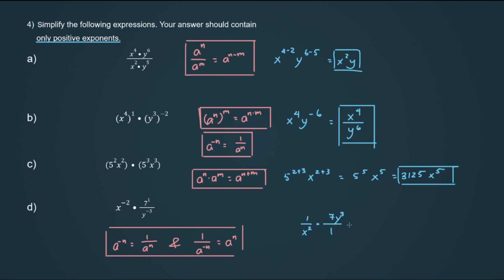And now to multiply two fractions together, we just multiply the top, multiply the bottom. So we're just going to add two little multiplication signs here and kind of connect this little fraction, okay? And 1 times 7y cubed is just 7y cubed. And at the bottom, we've got x squared. And that's my answer for 4D.